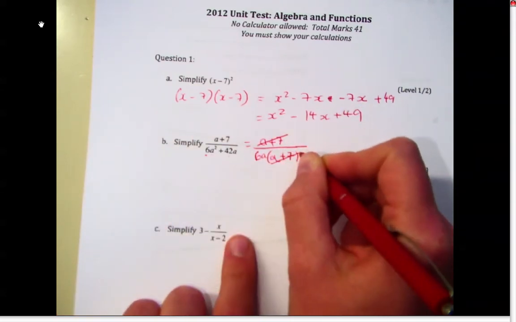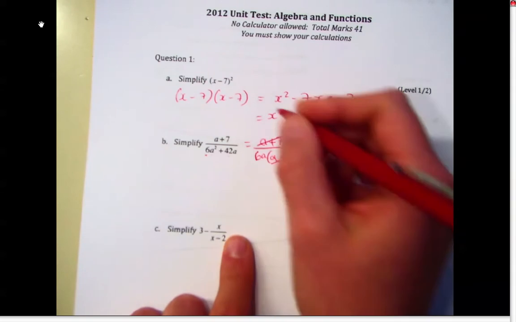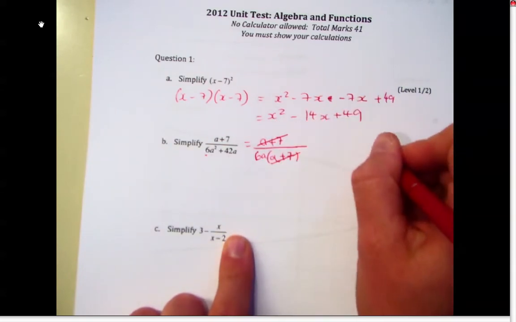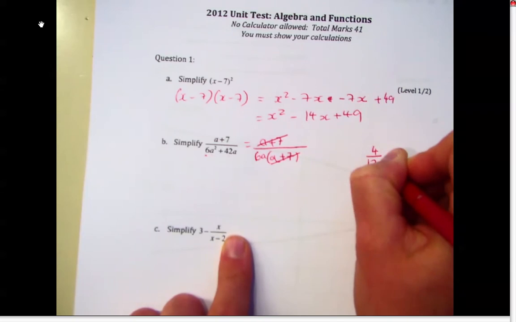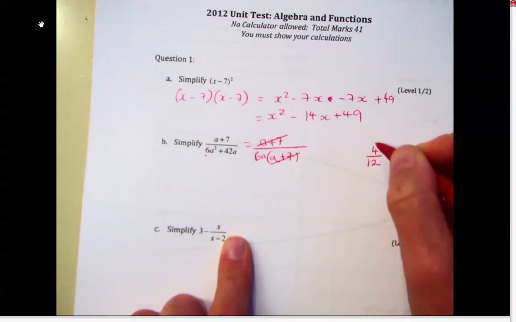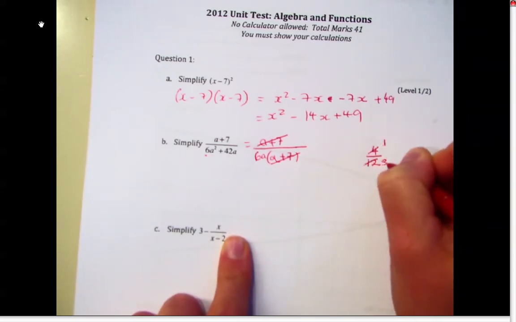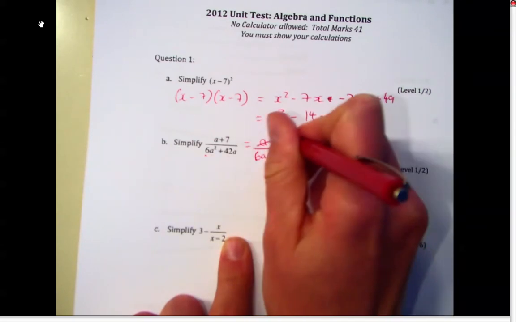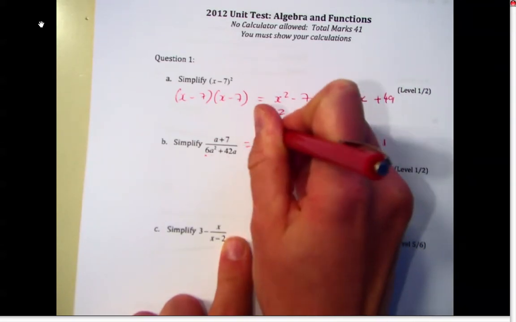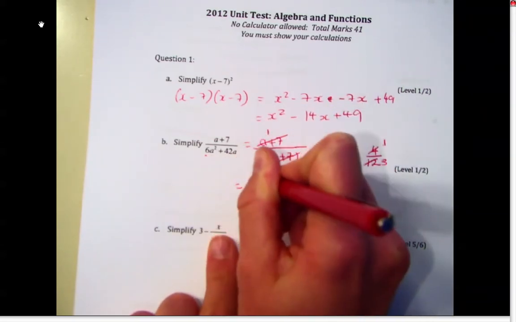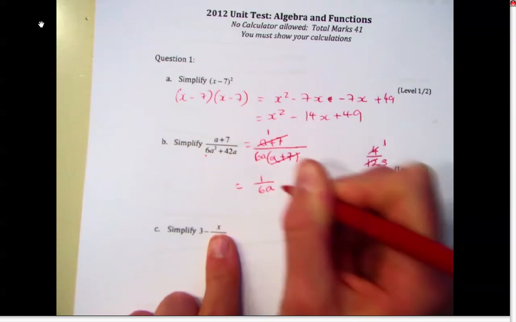Some of you may have written the answer as 6a. If you think about it, if you cancel something like 4 twelfths, for example, you divide top and bottom by 4, and you end up with 1/3. You don't end up with 3. Same here, you're dividing by a plus 7, so it's 1 and 6a. So the answer is 1 over 6a.